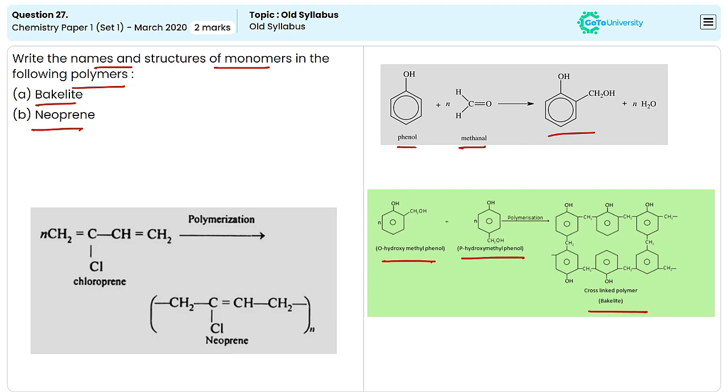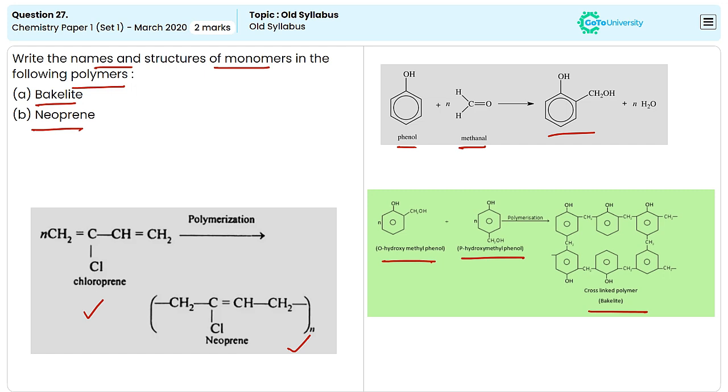Chloroprene is also known as 2-chloro-1,3-butadiene. It is valued for its flexibility, durability, and resistance to oil, water, and temperature extremes. Neoprene also has good abrasion resistance and maintains its properties over a wide range of temperatures.